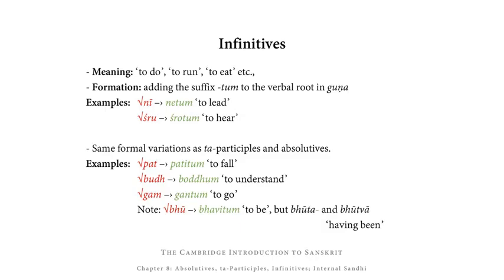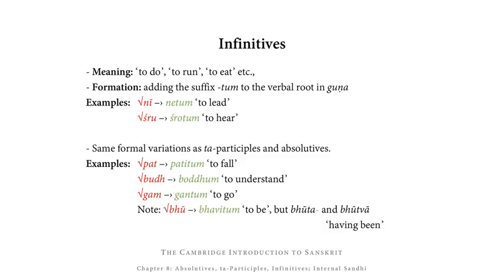Now that we've finished looking at the various usages of the forms introduced at the beginning of the chapter, let's look at one more form, one more non-finite verb form, and this is the infinitive. Its meaning is to do, to run, to eat, and so on. And it is formed by adding the suffix tum to the verbal root in guna. So, for example, ni, meaning to lead, gives me the guna ne, and then I add tum to that to give me ne tum, which would be the infinitive of ni.